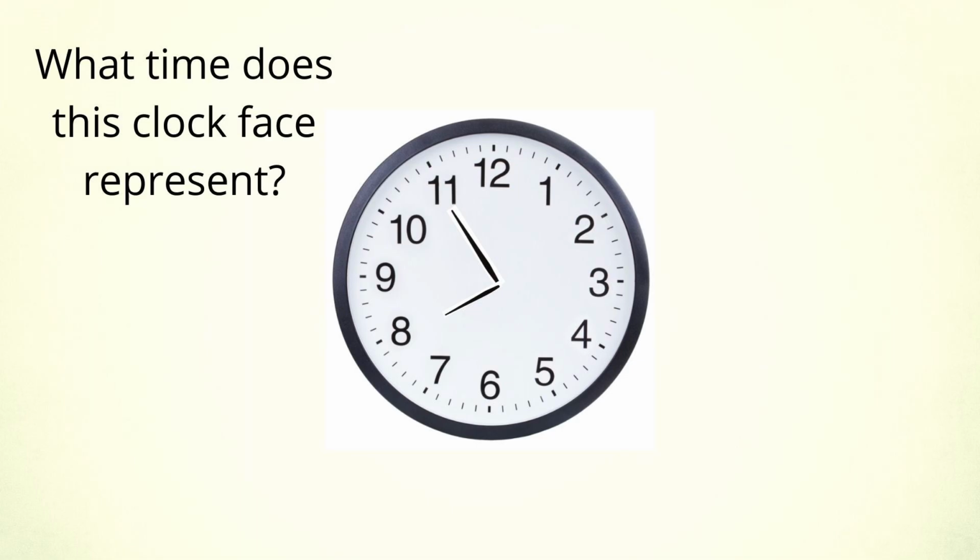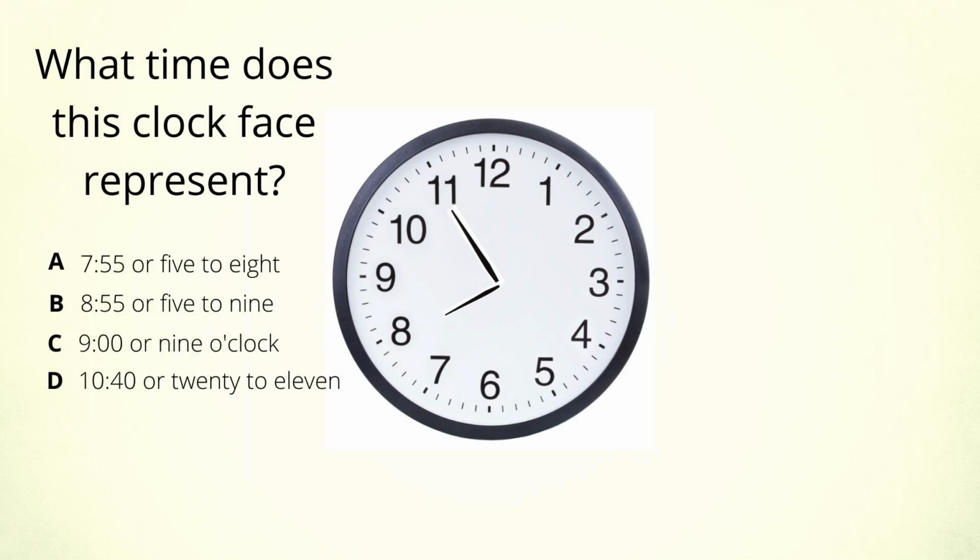Next question. What time does this clock face represent? 7:55, 8:55, 9 o'clock, or 10:40? So pause the video for a moment, and then we'll give the answer at the end. And so the answer here is 7:55 or 5 to 8. Now it's important to note that if it was option B, then the hour hand would be closer to the 9. So it's important to look carefully where the hour hand is.